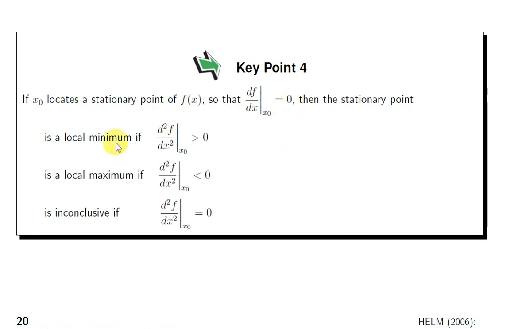We proved that the stationary point is a local minimum if the second derivative of the function at x0 is greater than 0. We proved it's a local maximum if the second derivative of the function at x0 is less than 0. And we showed that if the second derivative of the function at x0 is 0, the point x0 could be a point of inflection or a local min or a local max. So when the second derivative is 0, we cannot conclude anything about the nature of the stationary point.